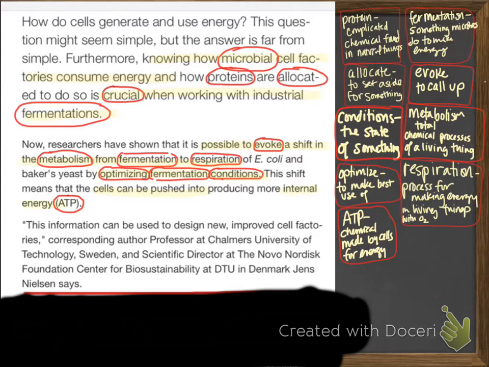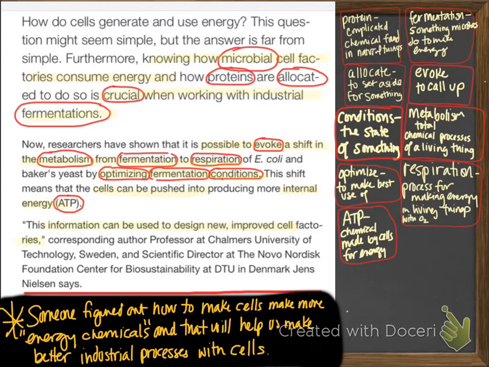Okay. Now, for each of those chunks, that kind of gets the big piece. For that last little paragraph, which is really only a sentence, what can you do with that information? Well, you can use it to design improved cell factories. What does this mean? The big idea for this whole chunk is, if we had to summarize this entire three little paragraphs, what would we say? How about somebody figured out how to make cells make more, I'm putting this in quotes, energy chemicals, and that will help us make better industrial processes with cells. Okay, that seems like a reasonable assertion.